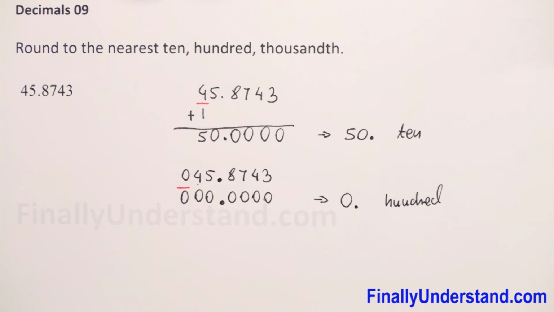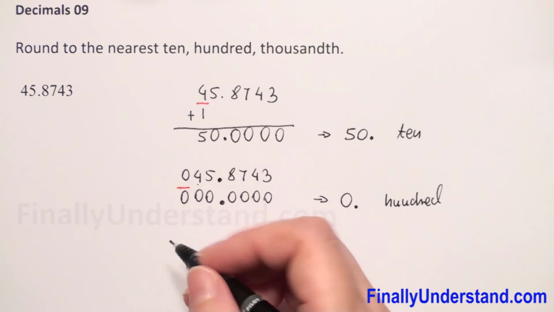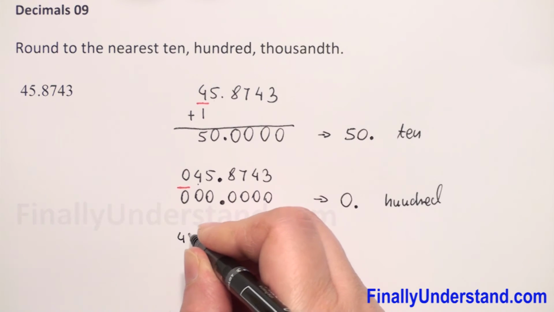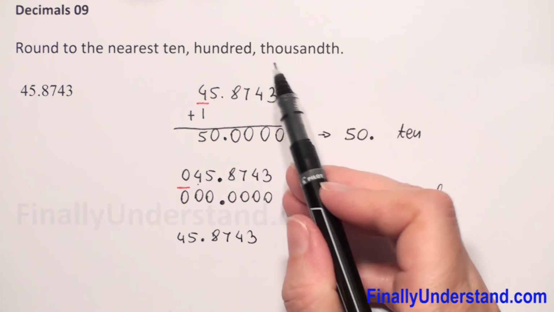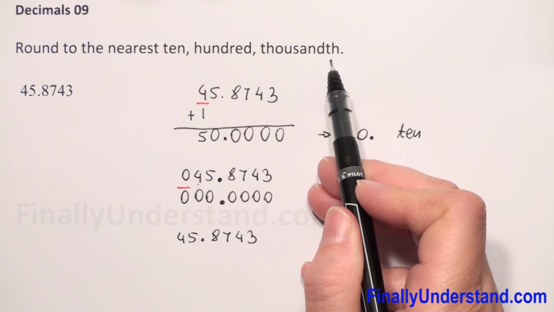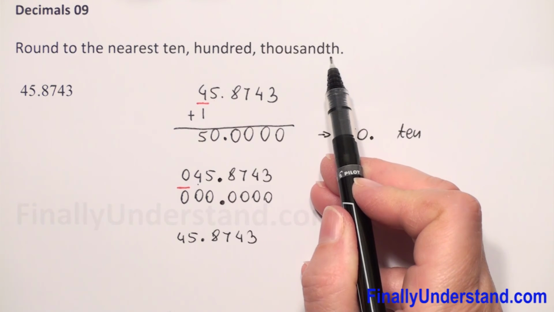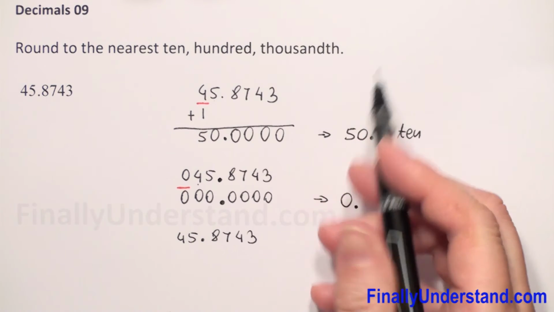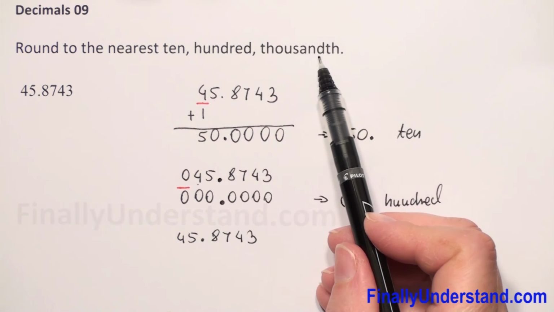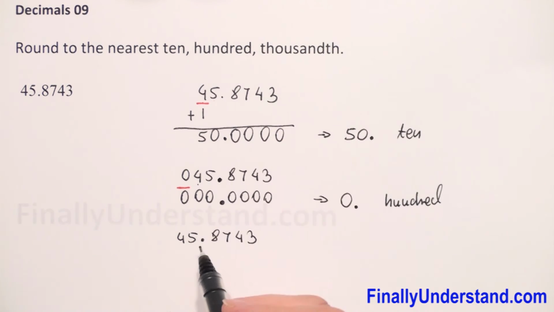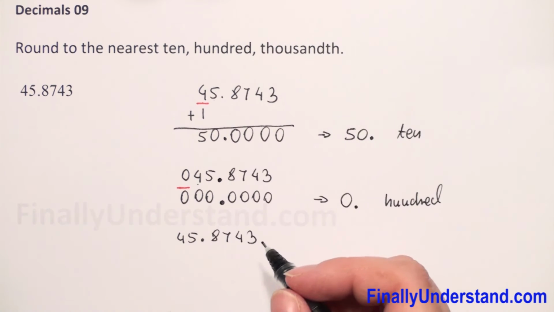So next, we need to round our number to the nearest thousandth. Let me copy our example. 45.8743. Now we round to the nearest thousandth. We have TH at the end. It means we have to move to the right from the decimal point to find the thousandth. When we have only D at the end, we move to the left from the decimal point to find thousand.